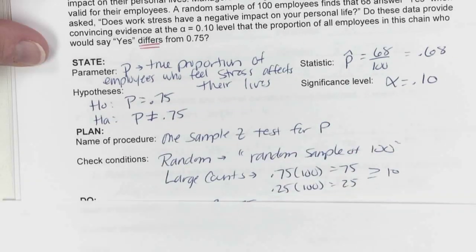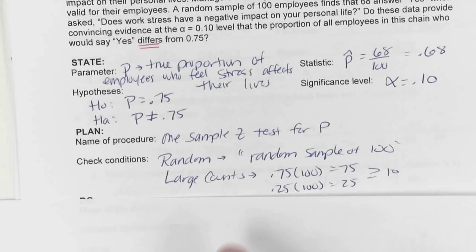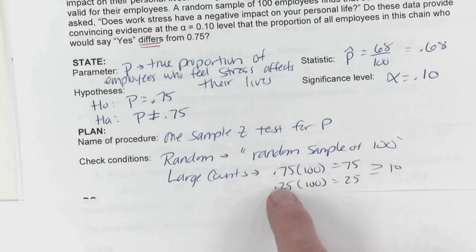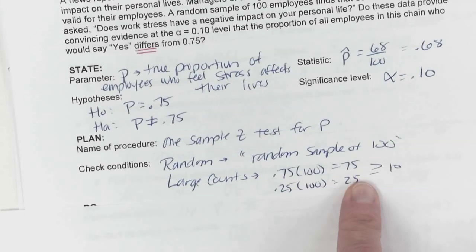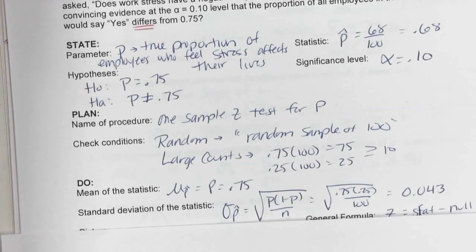So in our plan step, we'll name the procedure. It's a one-sample z-test for P. We'll check our conditions, random, a random sample of 100, large counts to make sure that a normal distribution models a sampling distribution. So our assumed 0.75 times our sample size, 75 is our count there, 0.25, so 1 minus our assumed value, times our sample size, that's n times p, n times 1 minus p, my mistake, and that's 25. And they are both at least 10, so we've met that condition. So a normal distribution will model this well.